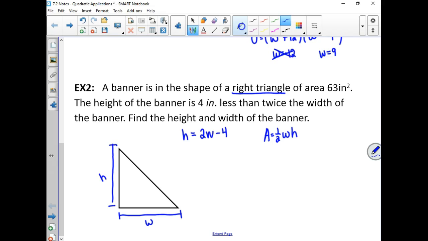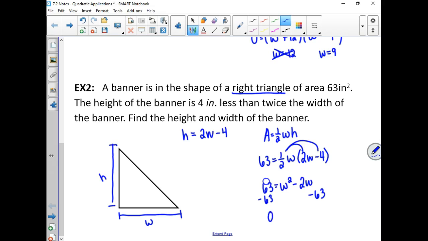However, we don't want to have two different variables. I know this area right here is 63, so I'm going to put that there for my A. I'm going to have 1/2 W times, and H, I'm going to replace that with 2W minus 4. So to solve this here, I will need to distribute this 1/2 W. So I'll get 63 equals W squared minus 2W. And I will need to move that 63 here over to the other side of the equation. So 0 equals W squared minus 2W minus 63.